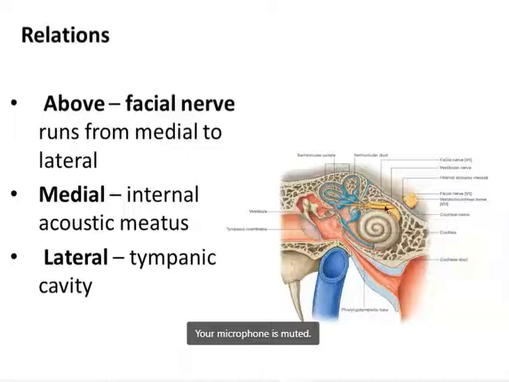So above the vestibule, you will find the facial nerve. Okay, so this is the vestibule here. The facial nerve passes above the vestibule. And on the medial part, you will find the internal acoustic meatus here. Okay, so this is the internal acoustic meatus, which lies on its medial part. And in the lateral part, there is the tympanic cavity. So this is the tympanic cavity. So these are the relations of the vestibule.